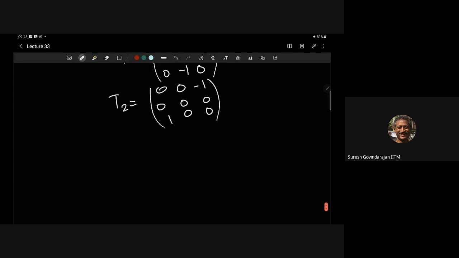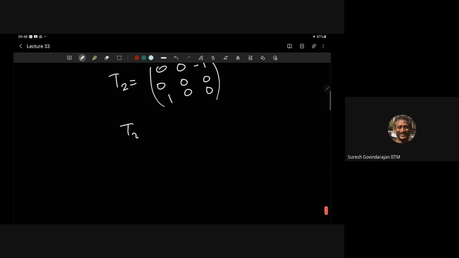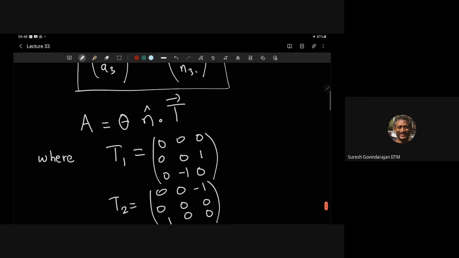Okay, and let T3 have its third row and third column be zeros. The diagonal should be 0, 1, minus 1. Okay, if I do this, you can easily check this. It's not so hard. Okay, is this clear?